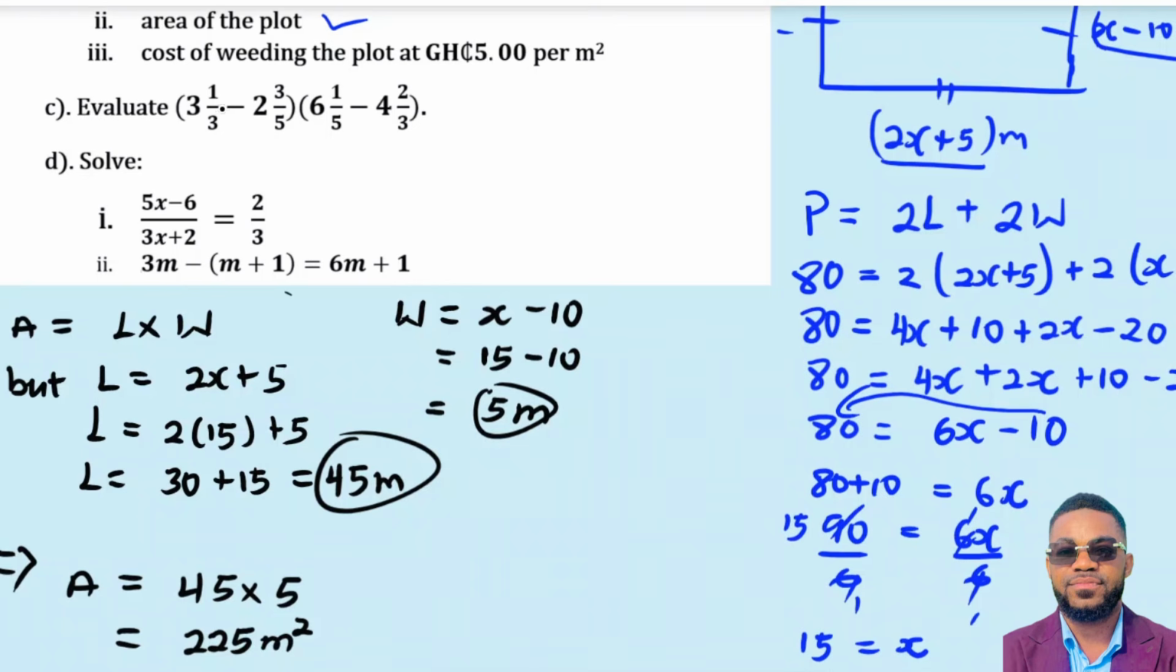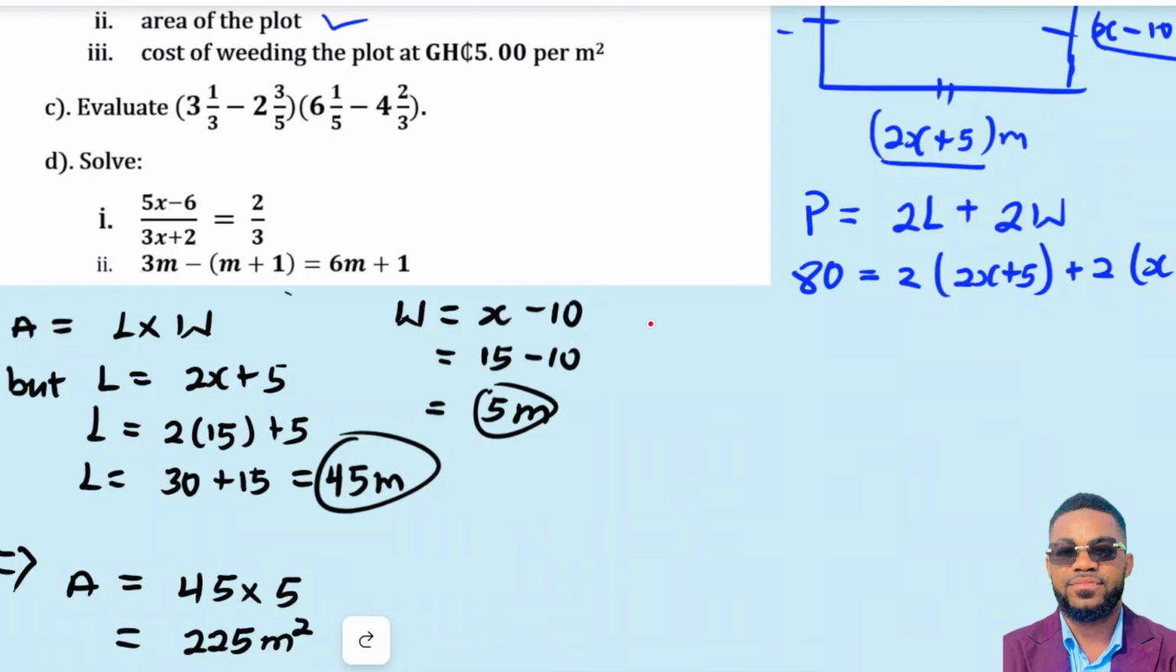Now let's get this question. We have to find the cost of reading the plot at 5 Ghana cedis per meter square. Let's get the last one here. The last one for the B, that is 1B I. The cost of reading the plot at 5 Ghana cedis per meter square. So now, how do we get that one? So what we have to know is that we are going to read the whole plot. Meanwhile, 1 meter square is going to be 5 Ghana cedis. Remember that the whole of this area is 225 meters square.